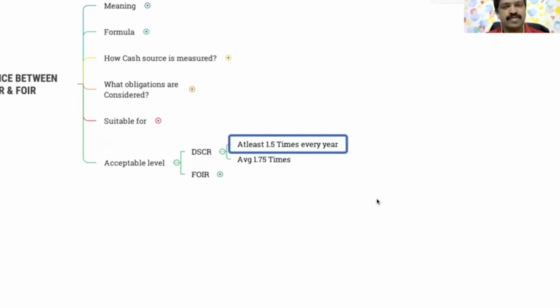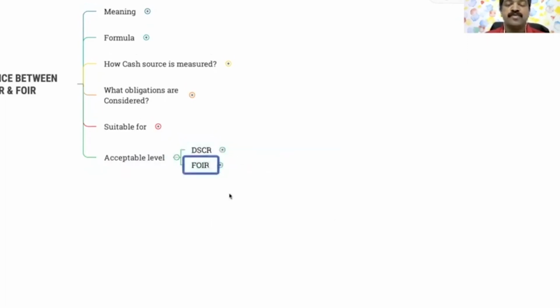That is, if the loan is for 5 years, for each and every year, the ratio should be at least 1.5. And average DSCR will also be calculated, which should be at least 1.75. And again, it can vary bank to bank. That's about DSCR. Whereas FOIR is calculated in a kind of reverse model because we are comparing the fixed obligation with the income. Okay, so fixed obligation is seen as a proportion of income.